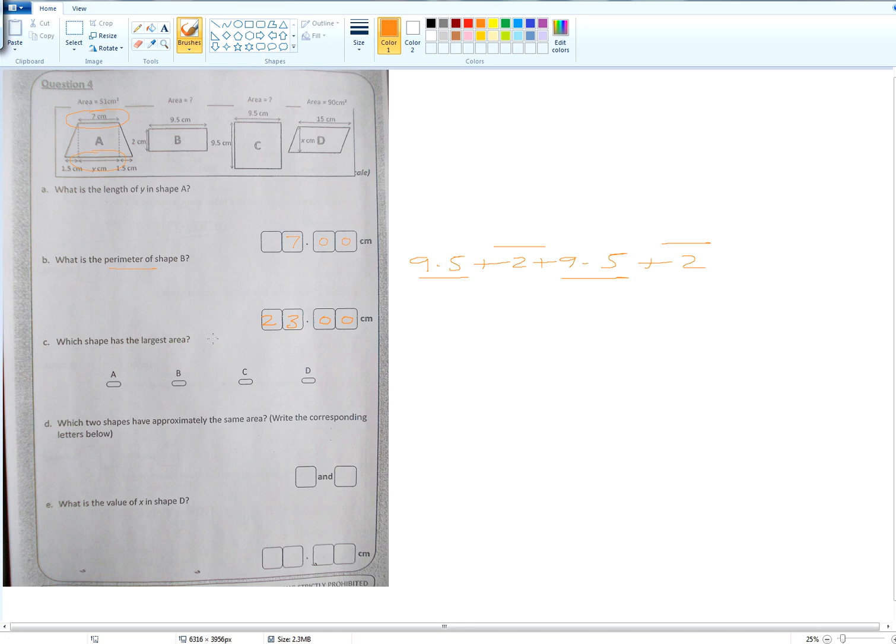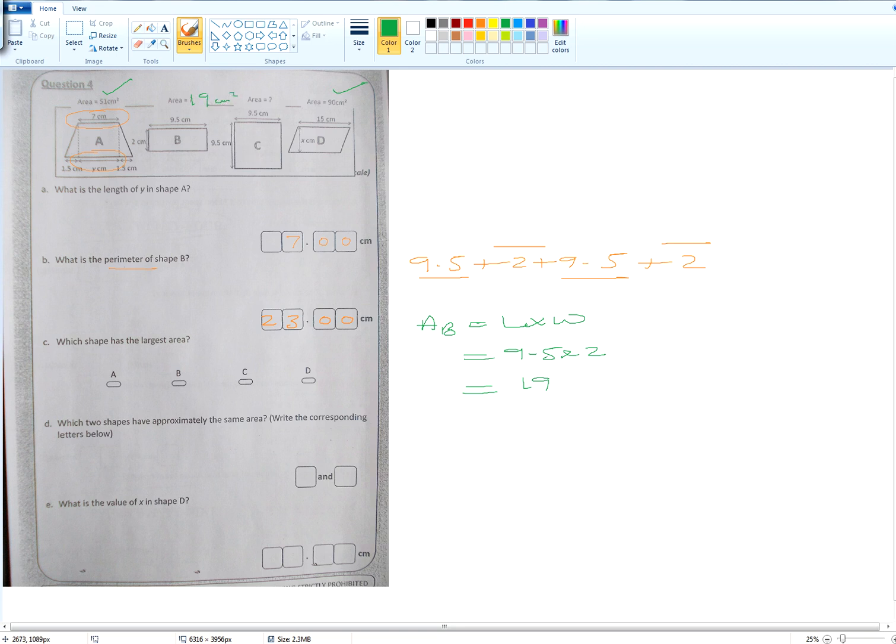Okay, which shape has the largest area? Now, we've been given in this question the area of that one, 51. The area of that one is 90. Now we're going to look at the area of B and C. The area of shape B is going to be equal to the length times the width, 9.5 times 2, 19. And that area is quite small.